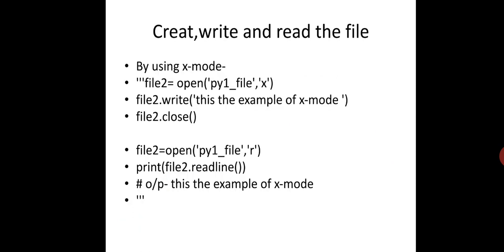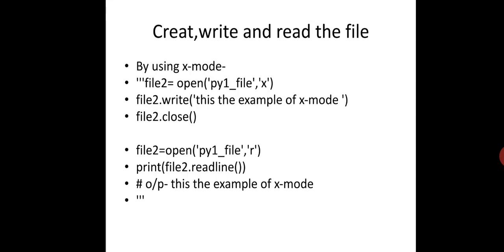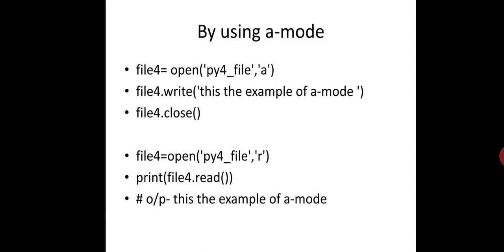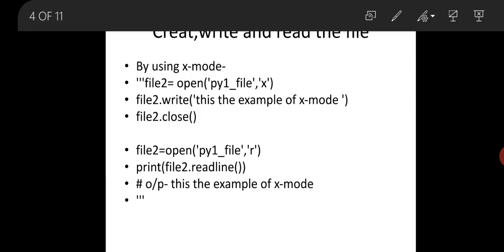Next is create, write and read the file. How to create, write and read the content of the file. The first mode is X mode. Here we are going to create a file, file2 equal to open py1 file with X. File2 dot write, this is the example of X mode.